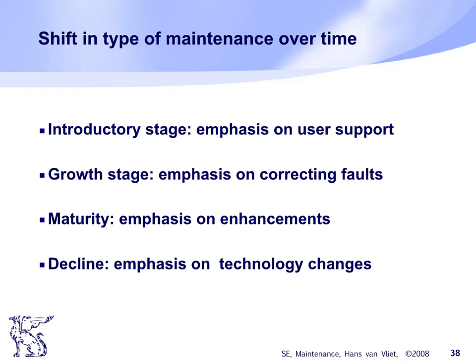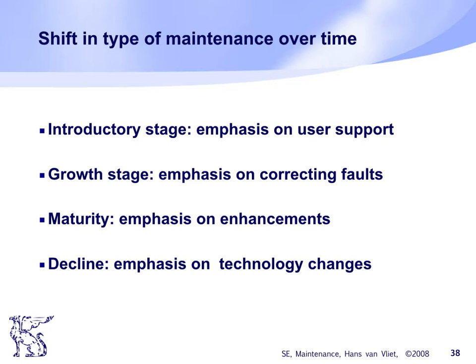And then growth stage. After that, users now have better understanding of the system, they will start to explore the system's possibilities. So now maintenance in this stage is actually concerned with correcting faults. They have better understanding of the system, they explore it more, they will report the problems, and then we have to correct those problems. So in growth stage, maintenance is actually concerned with correcting those reported faults.